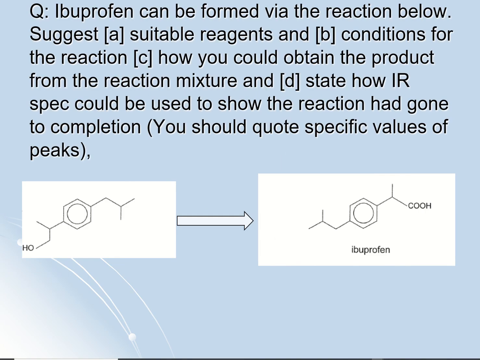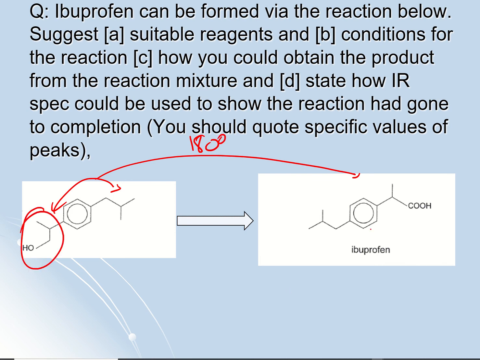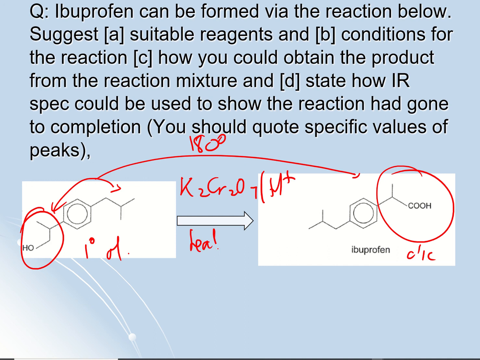Ibuprofen can be formed by the reaction below. State the suitable reagents and conditions. So we're getting into a bit more chemistry this time. Well, we've got to find out what we are doing. I've been a bit devious here because we flipped the product 180 degrees to try and confuse you a little bit. But really all we're doing is taking this and turning it into that. So that is a primary alcohol going to carboxylic acid. You should know that that is acidified potassium dichromate and heat. So there's your answer to A and B.